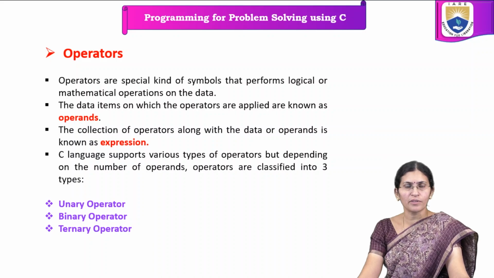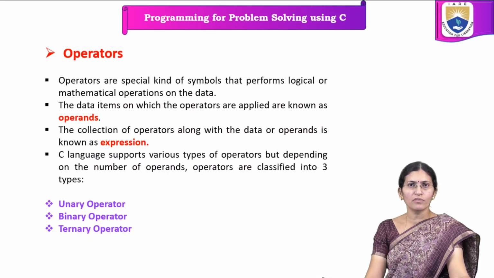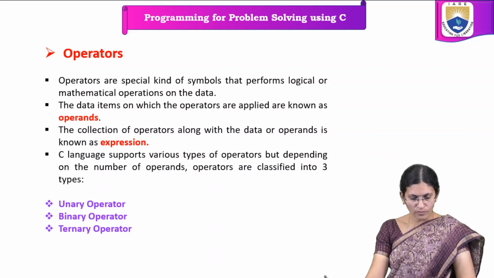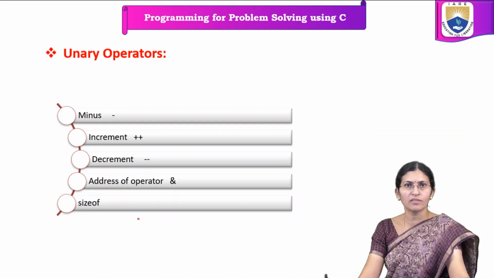There are different operators which the C language supports. First one is unary operator, next one is binary operator, and the last one is ternary operator, based upon how many operands are required. So we have unary, binary and ternary operators. Now let us explore each one in detail.